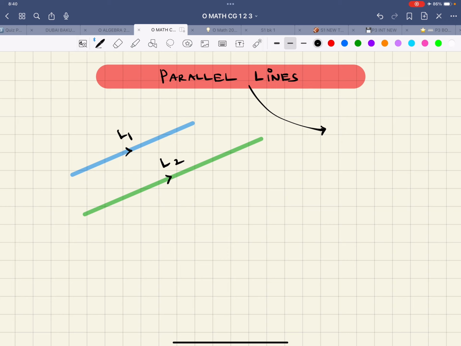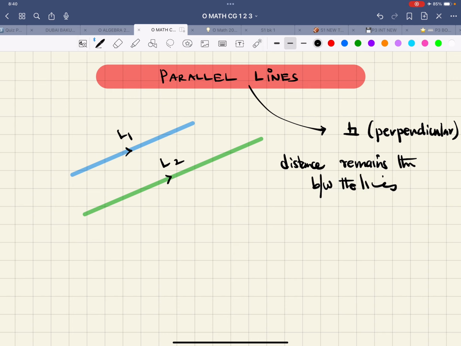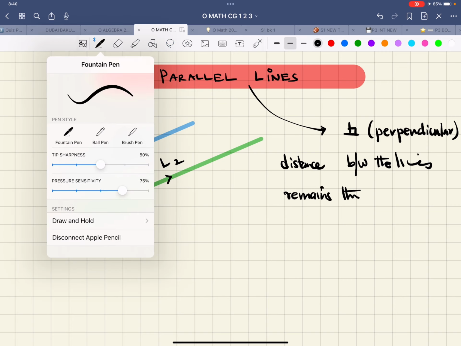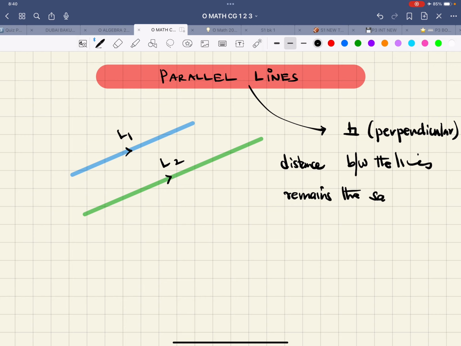So first of all, what are parallel lines? That is the symbol that I use for perpendicular. Instead of writing it all the time, I use this symbol. So in parallel lines, the perpendicular distance between the lines remains the same. That is one way of explaining this.